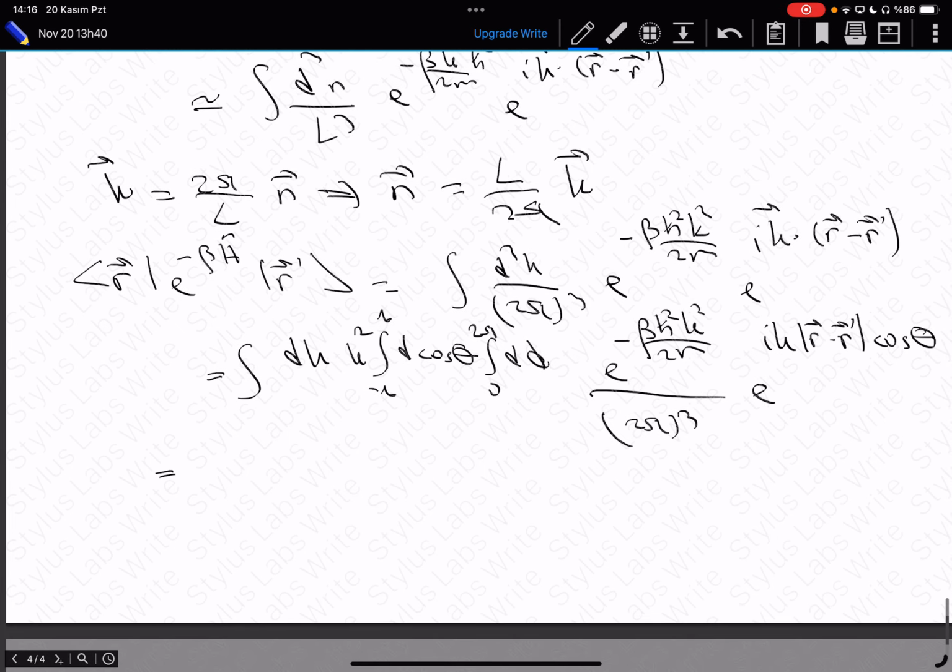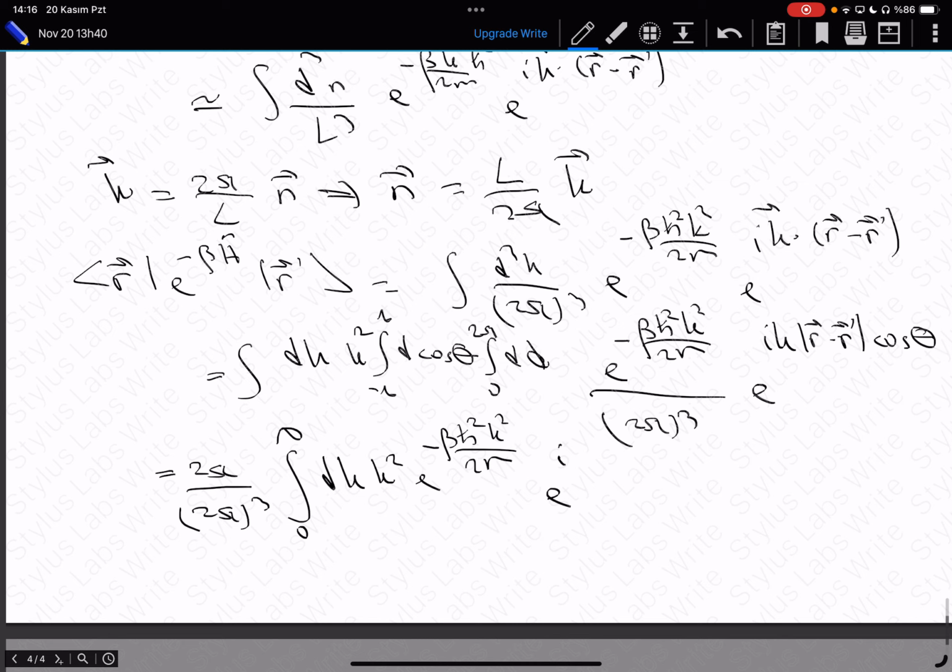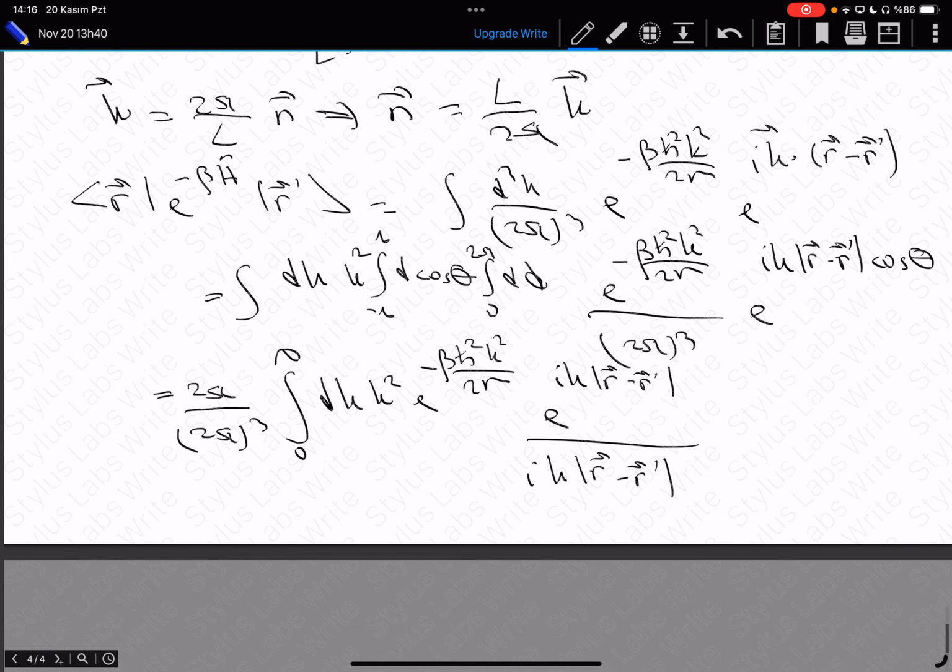So the phi integral is trivial, that is 2 pi divided by (2 pi) cubed. We have dk k squared e to the power minus beta h bar squared k squared over 2m from 0 to infinity. And then I have a theta integral. Well, the cosine theta integral just gives e to the power i k |r minus r prime| divided by i k |r minus r prime|, with cosine theta going from minus 1 to 1.